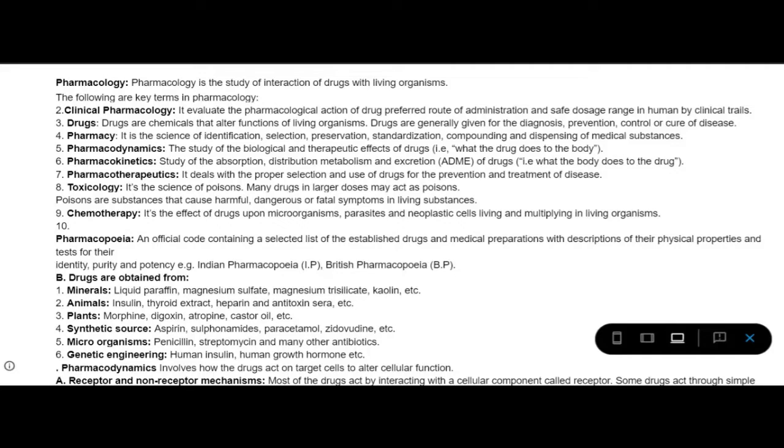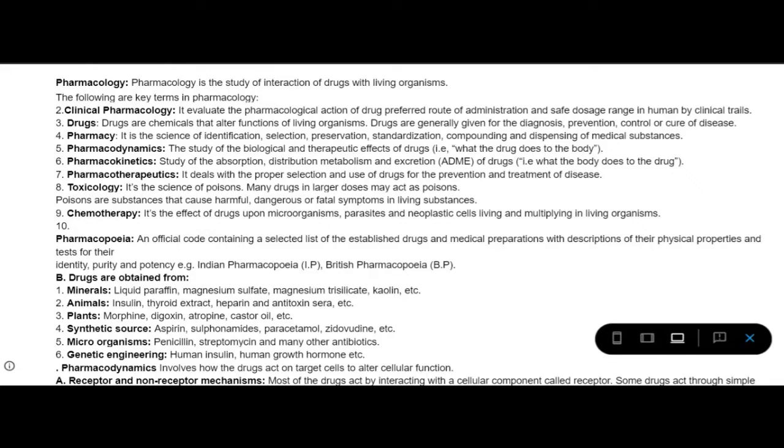Also, let's define pharmacy. Pharmacy is the science of identification, selection, preservation, standardization, compounding, and dispensing of medical substances. Once a person has been diagnosed with a particular condition, they are given a prescription. At times they go to the counter and buy these drugs from the pharmacy. So we need to understand what pharmacy is.